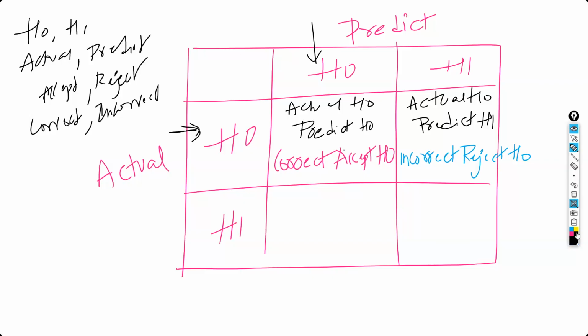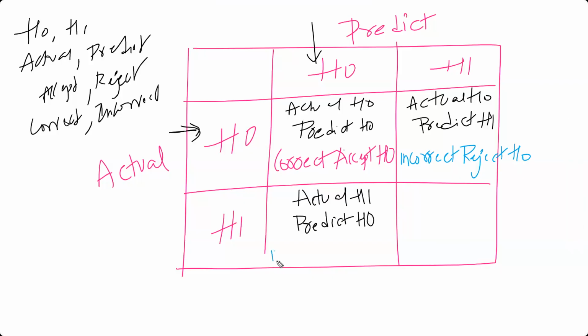Now, coming to this cell. What is actual? What is predict? Actual is H1. Done. What is predict? Predict is H naught. Done. Actual is H1, predict is H naught. Perfect. Next, coming to correct or incorrect. The first word should be either correct or incorrect. Incorrect. Accept H naught or reject H naught?